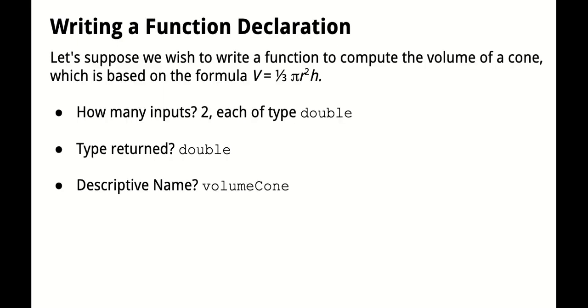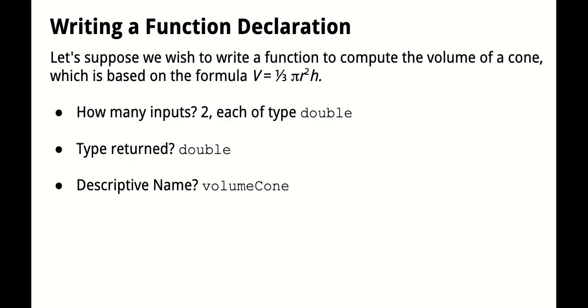So let's take a look at writing a function declaration using a concrete example. Let's suppose we want to write our own function that finds the volume of a cone. The formula for that is 1/3 pi r squared h. The questions to consider in designing a function are how many inputs are there and what type are they, what type of return value would go with the function, and what's a good descriptive name for your function. So for this particular function, you need two inputs, each of type double, one for the radius and one for the height. You can also expect to get a double value back for the volume, and a descriptive name would be something like volumeCone.